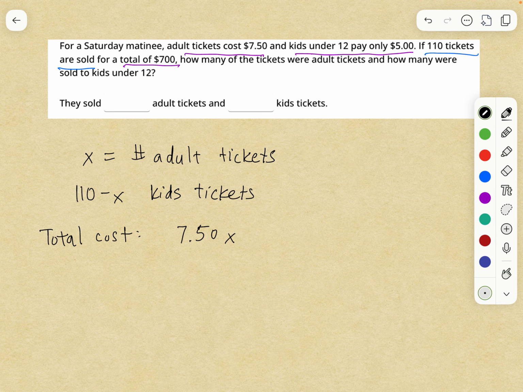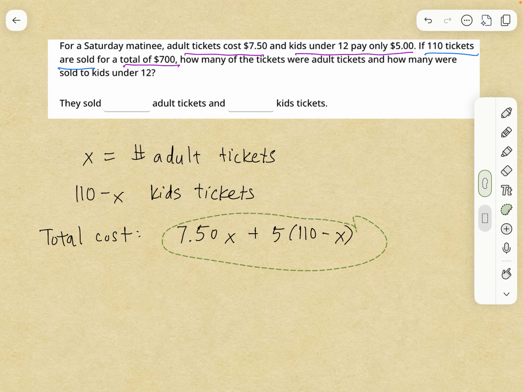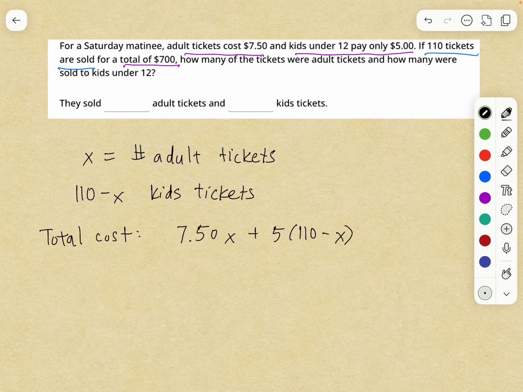And then how much are the kids tickets? Well, they are $5 each. And so if you have 110 minus X kids tickets, then the total cost of the kids tickets is 5 times 110 minus X. So when you add these together, that is the total cost of all 110 tickets. So 7.5X is the cost of the adult tickets. 5 times 110 minus X is the cost of the kids tickets. And the problem says that the total is $700.